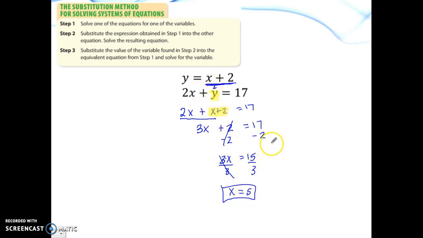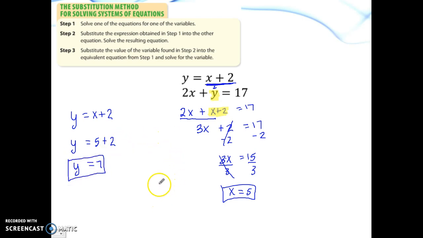So now to find what the y-coordinate is, take one of your original equations. It doesn't matter which one. I always just choose which one's easier. And if I know that x equals 5, I can now substitute that 5 in for x into this equation. So 5 plus 2 means that y equals 7.